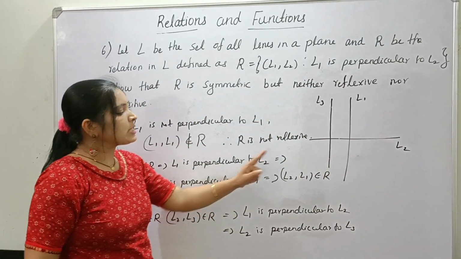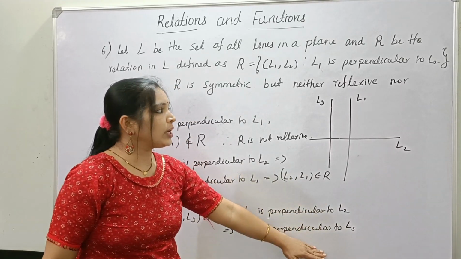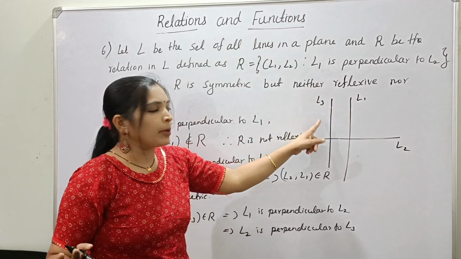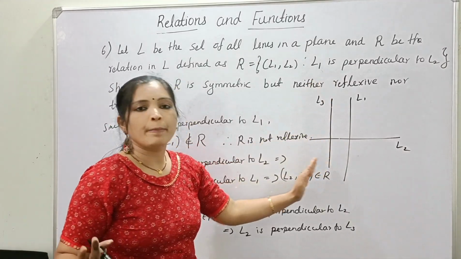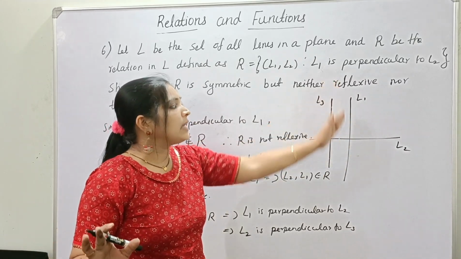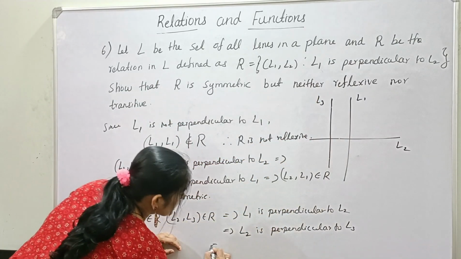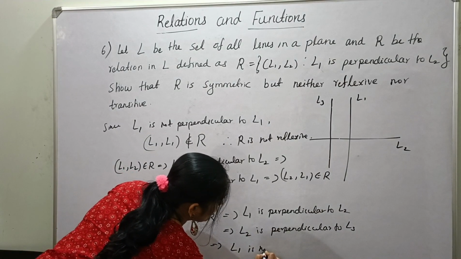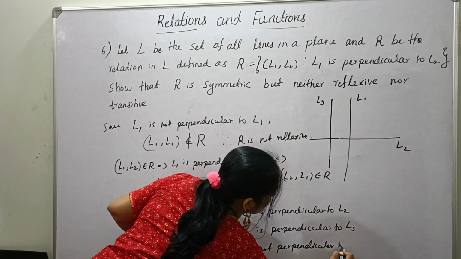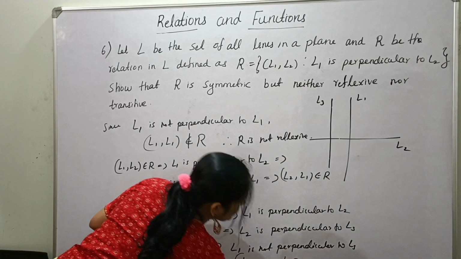Now can we say L1 is perpendicular to L3? Is L1 perpendicular to L3? No, right? L1 and L3 are parallel, so L1 is not perpendicular to L3. So we cannot say here L1 is perpendicular to L3. This implies (L1, L3) does not belong to R.